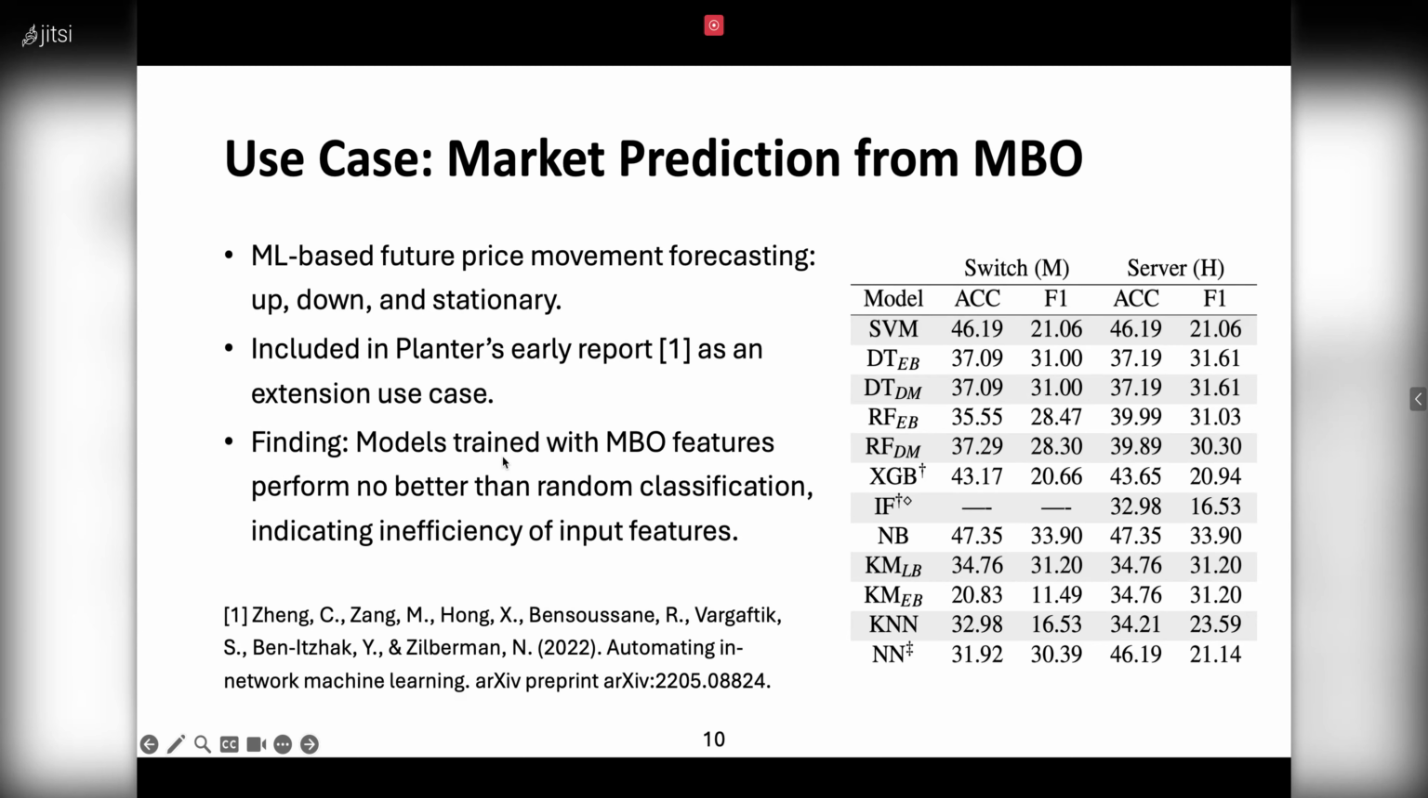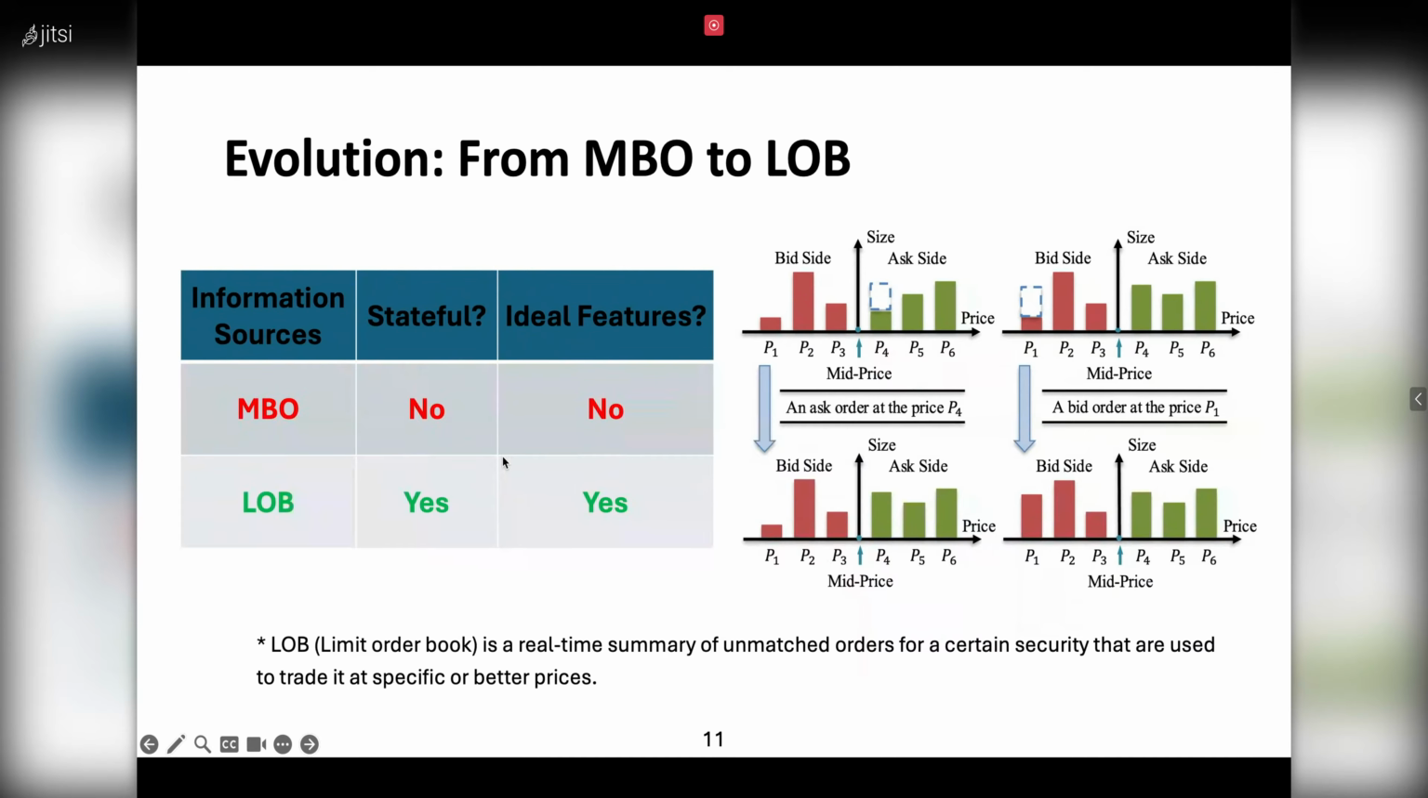The table shows the machine learning performance both within the switch and with the server as our baseline. We tried different machine learning models such as SVM, decision tree, random forest, XGBoost, naive Bayes. We find that the performance is nearly the same. Models trained with MBO features perform no better than random classification on the switch, indicating the inefficiency of the input features. So the next step is to think about how to optimize and improve our features.